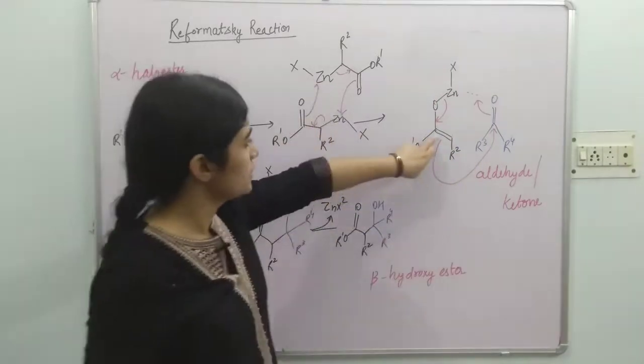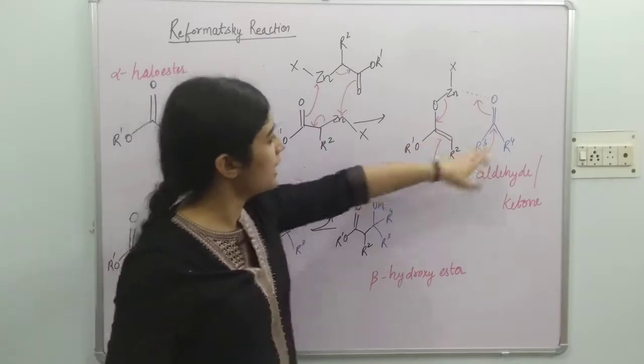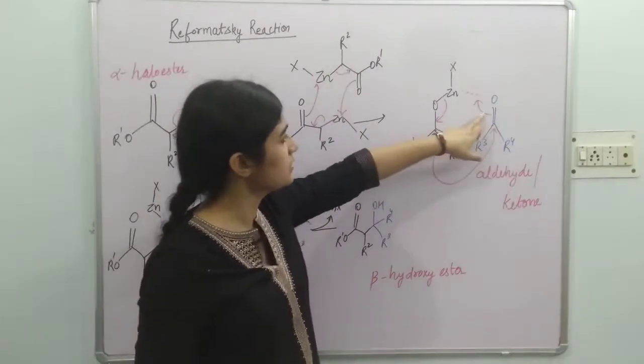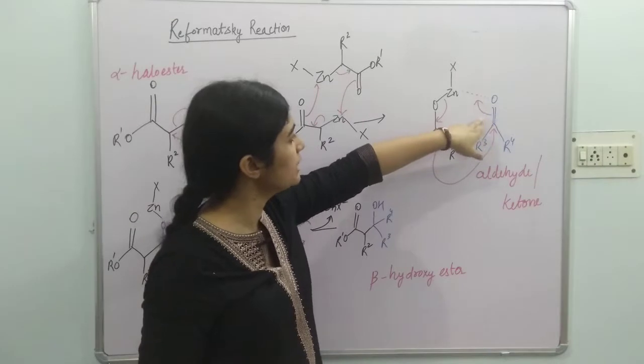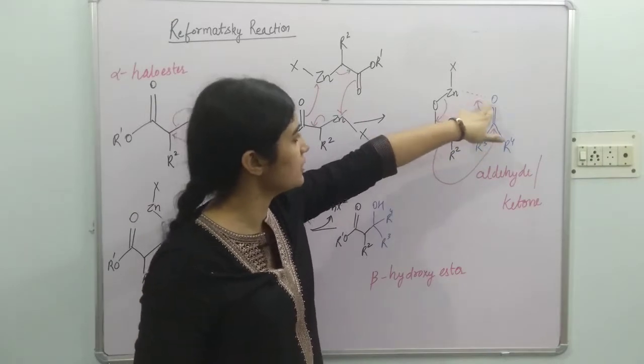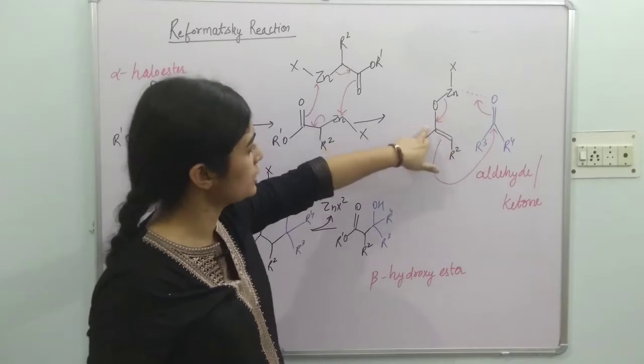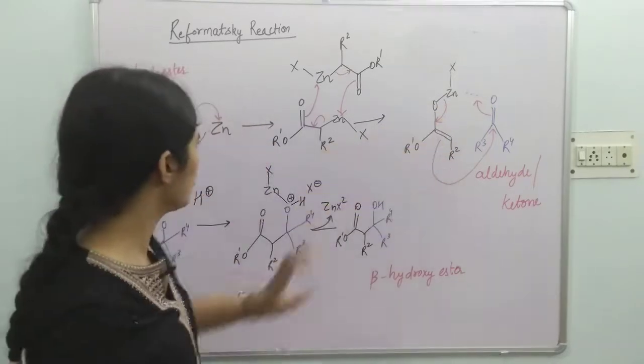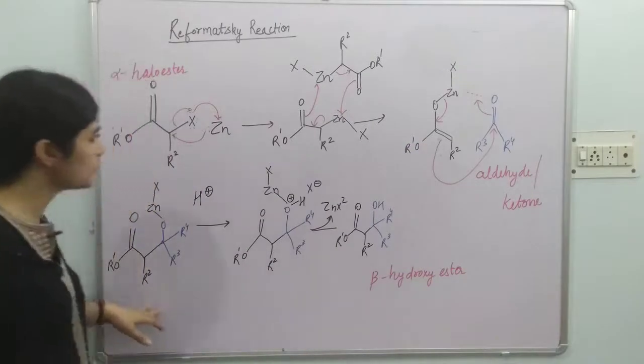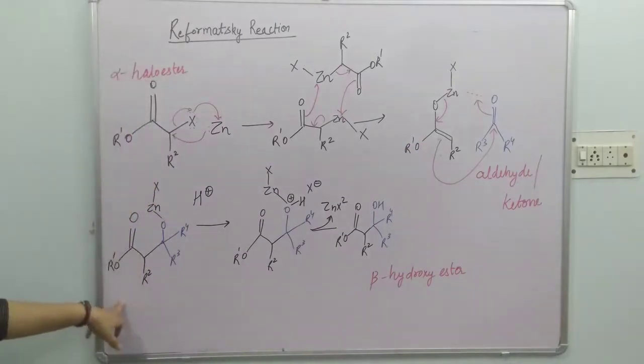Once again, this double bond attacks the carbonyl carbon. The pi bond cleaves and forms a bond between zinc and oxygen. This zinc oxygen bond cleaves and a double bond formation happens here. So in short, what are you getting? This product. You will get this product.